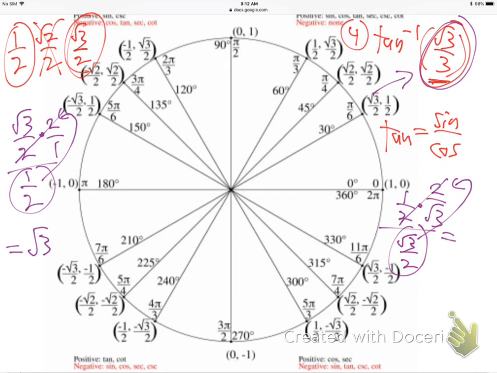Am I going too quick? So 1 over root 3. And then multiply top and bottom by root 3. And you get this. Everybody see it? See how that works? So in other words, this root 3 over 3 did come from a half over root 3 over 2.